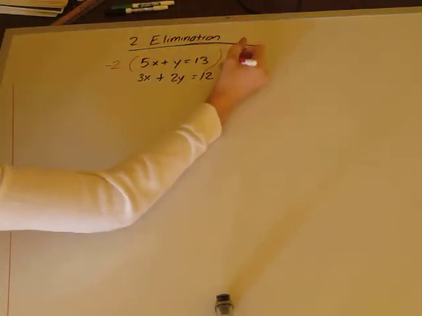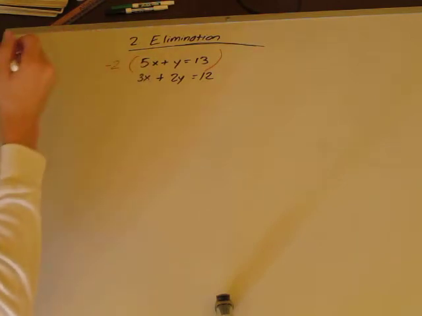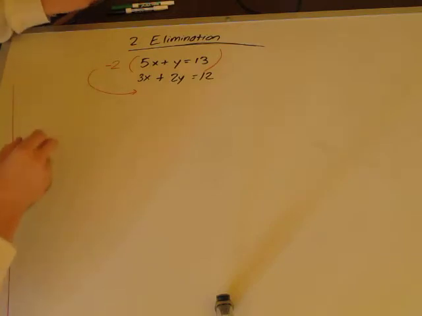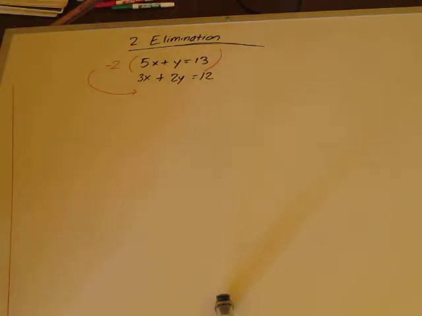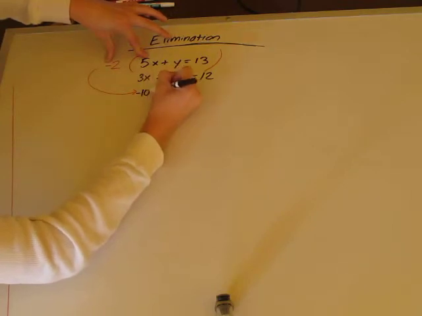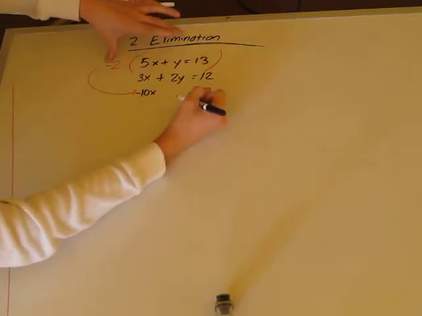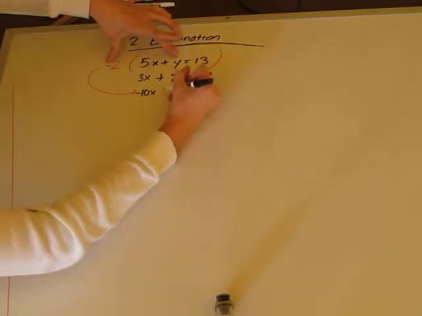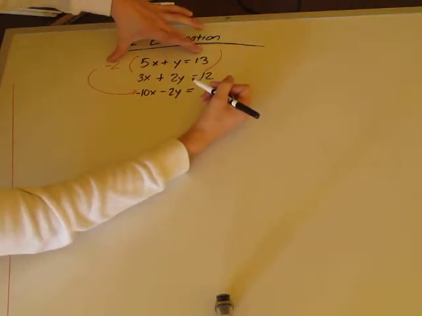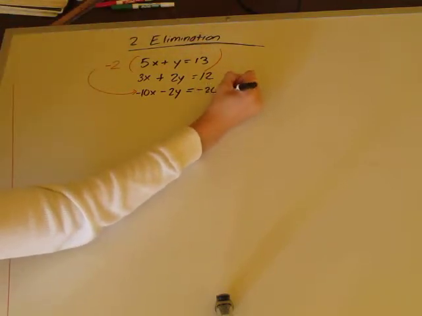So that's going to give us a new equation, which I'm going to write down here in black again. So negative 2 times 5x is negative 10x. Negative 2 times y is a negative 2y. And you also have to multiply the other side, the right-hand side. So negative 2 times 13 is negative 26.